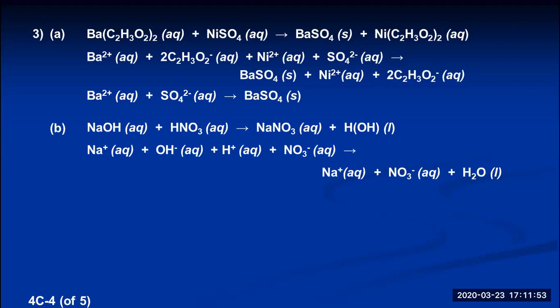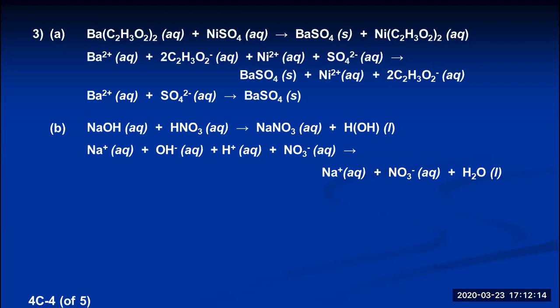Nitric acid is a strong acid because it has 2 more O's than H's in its formula. That means every nitric acid molecule will ionize in solution. So we're going to get a hydrogen ion and a nitrate ion. The sodium nitrate is a soluble ionic compound that would dissociate into a sodium ion and a nitrate ion. And then the water molecule is a molecular substance.